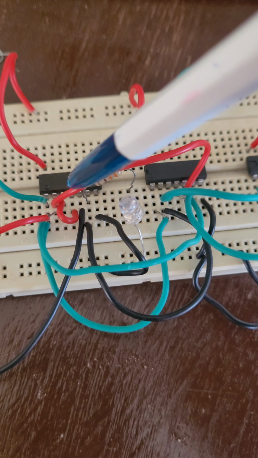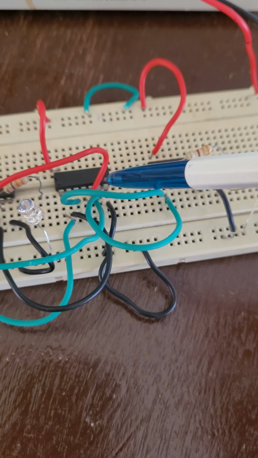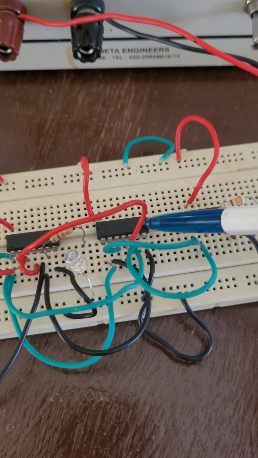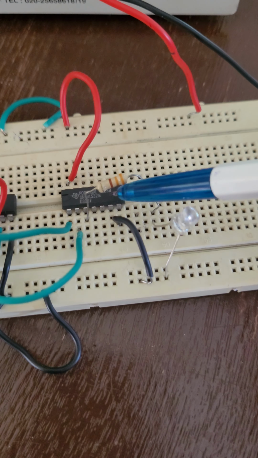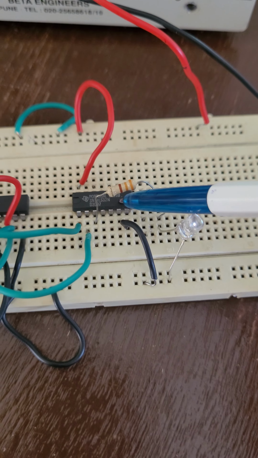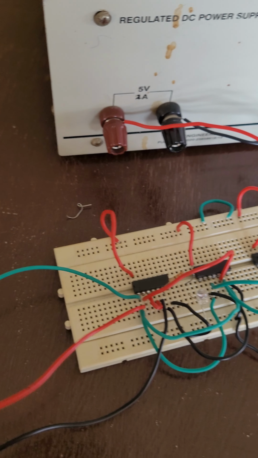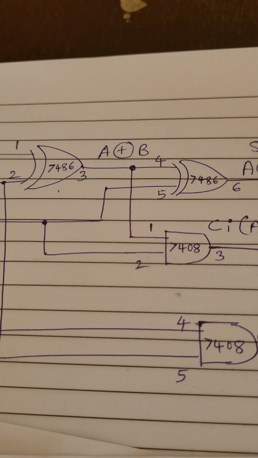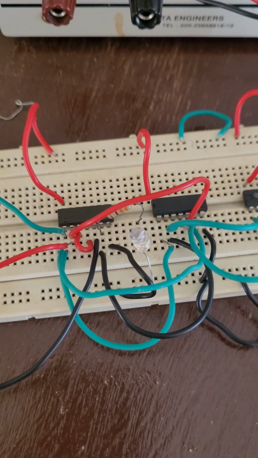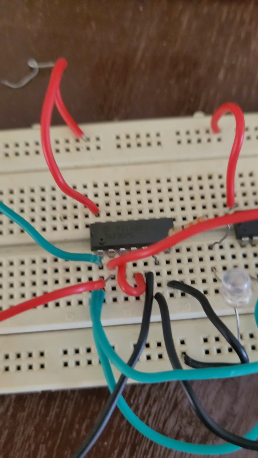So this is 7486, that is the XOR gate. This is 7408, that is the AND gate, and this is the OR gate, 7432. Now the same circuit is mounted over here as per the pin diagram.